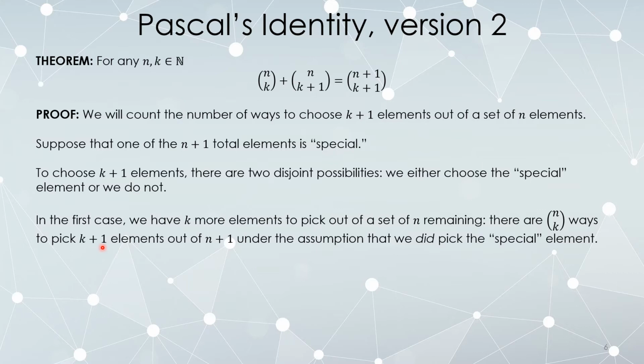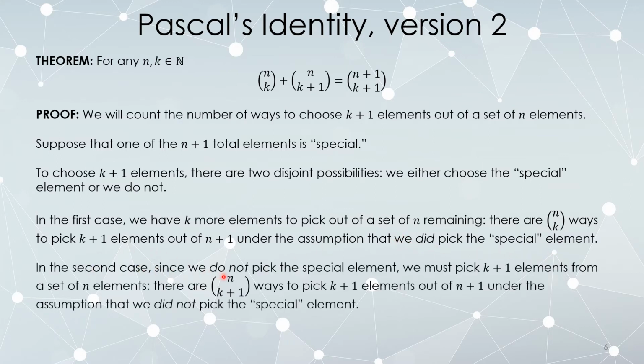That was choosing k plus 1 elements out of n plus 1, assuming we did pick the special one. If you're choosing k plus 1 elements, split it into two tasks. Pick the special one, there's one way to do that. Then, from the remaining n elements, pick the remaining k that you need to choose, and there's n choose k ways to do that. That takes care of how you can go about things successfully picking the special element.